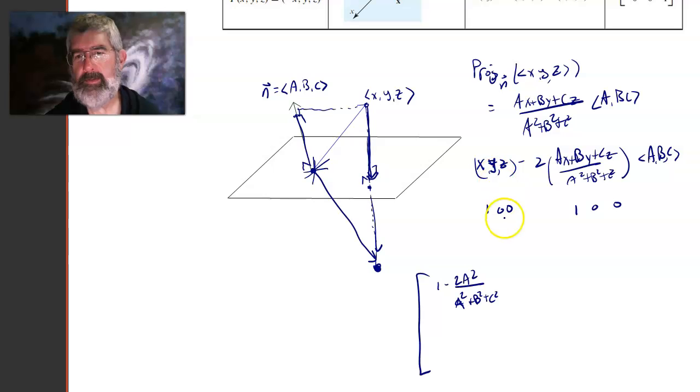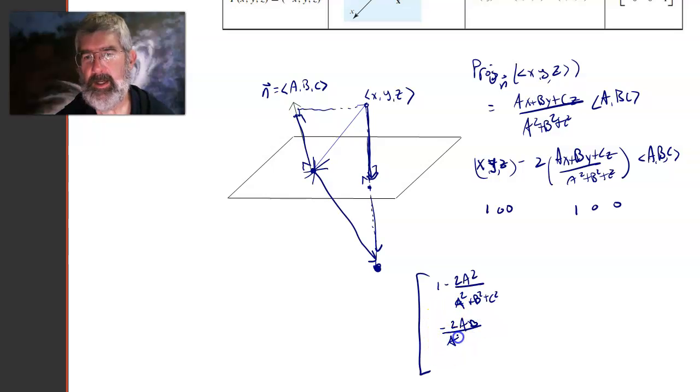For the second coordinate, there's a 0 here. This is still negative 2a, but now I'm multiplying it by the b. So I would have negative 2ab over a squared plus b squared plus c squared. And likewise, the third component is 0 minus 2a times c over that denominator, so it's minus 2ac over a squared plus b squared plus c squared.